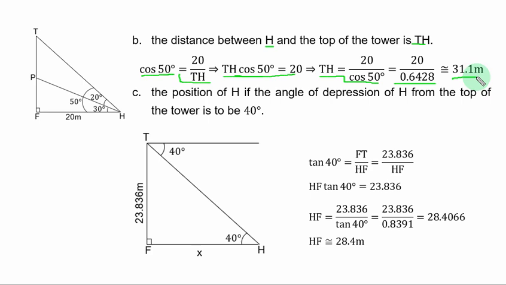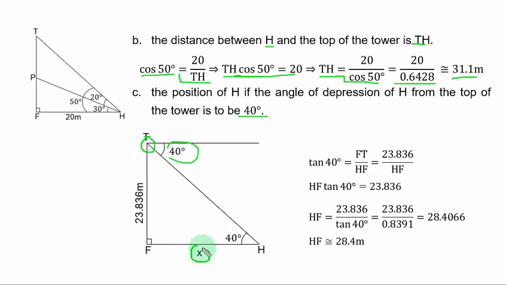If you divide and approximate to 3SF, you have 31.1 meters. C part of the question, the position of H if the angle of depression of H from the top of the tower is to be 40 degrees. So this is the top of the tower. If you have an observer here looking at point H, the angle formed with the eye level is the angle of depression, 40 degrees. So we are to get the position of H from the foot of the tower, that is S.